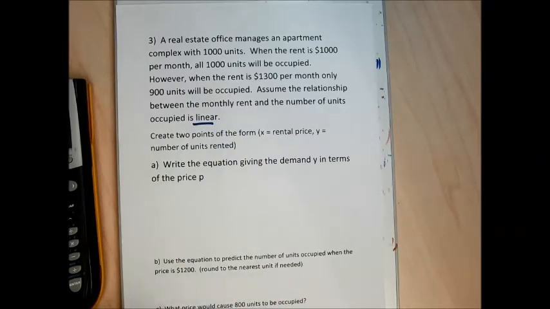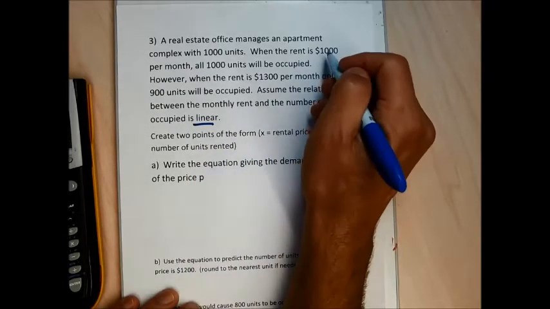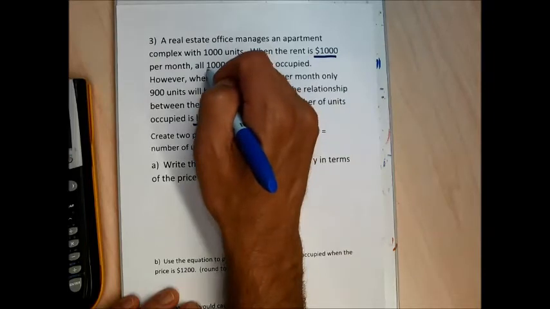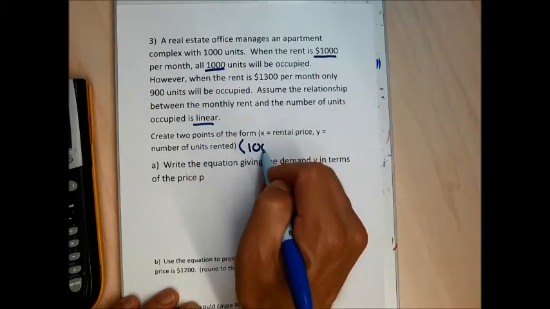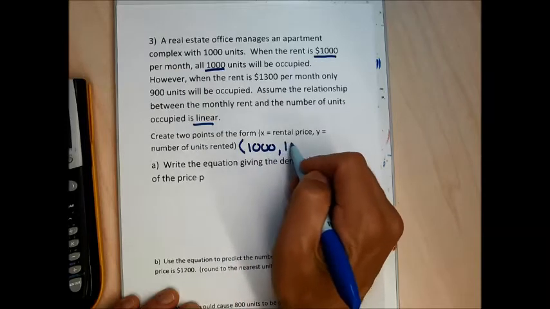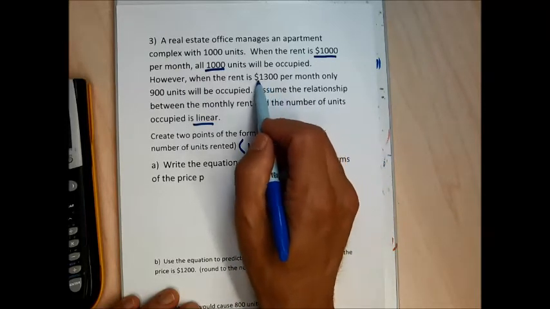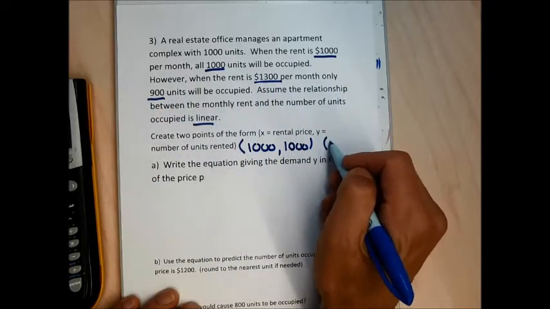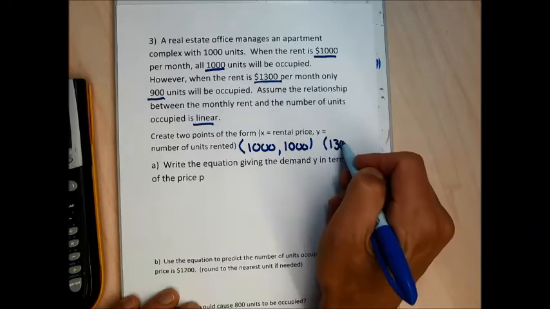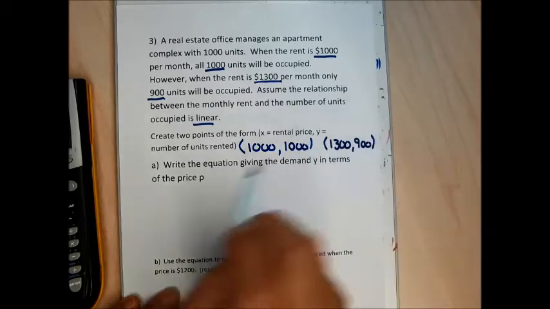Then it says create 2 points. X is the rental price, Y is the number of units rented. The first information I see: $1,000 for the rental price gets 1,000 units rented. And then the second information, at a rental price of $1,300, 900 units will be occupied. So the 2 points I'm going to have, the X's are the price, the Y's are the number of units rented. There's my 2 points.